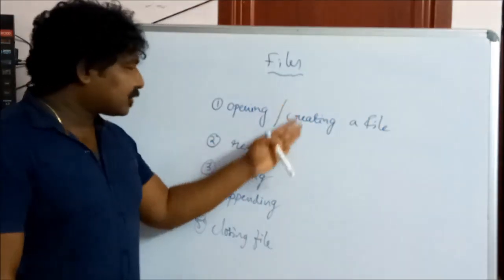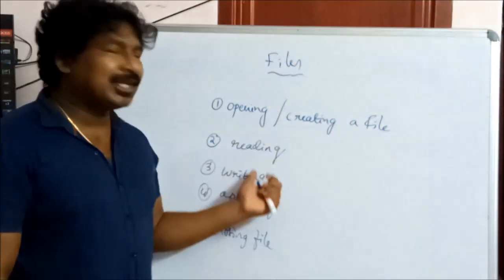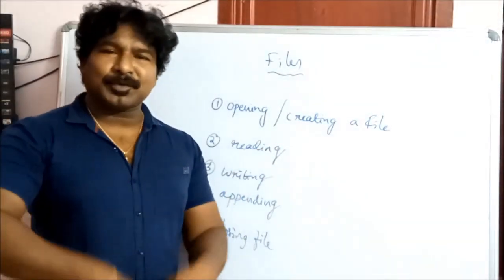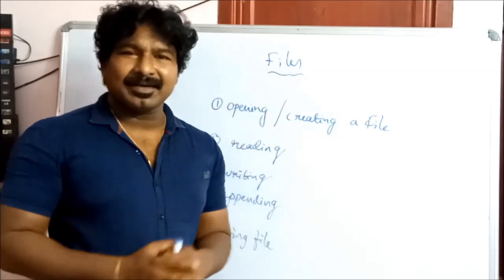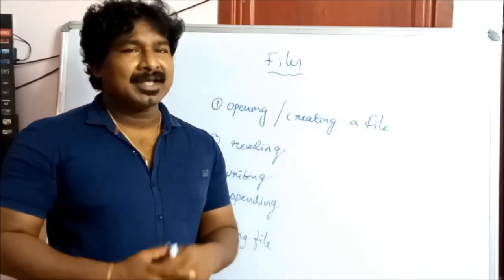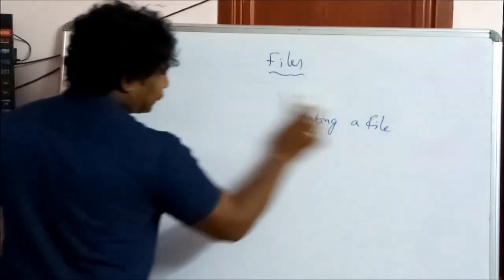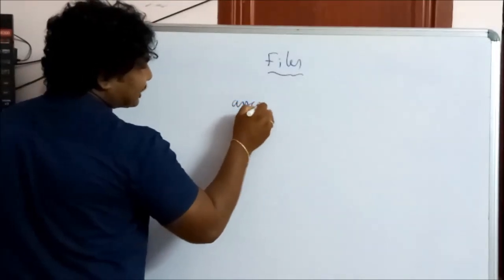Okay friends, so these are the basic operations on the files, that is opening, reading, writing, appending and closing. When you're talking about these particular files, we talk about two things: how to access the information in the files. There are two types of accessing methods. File access methods.